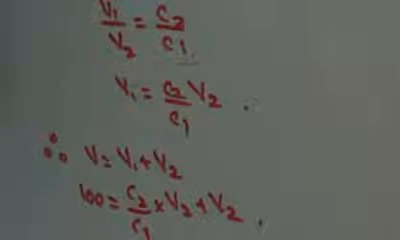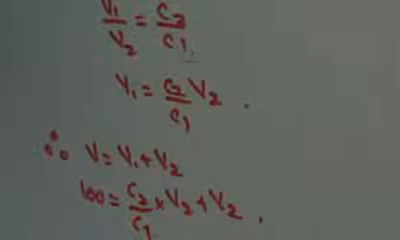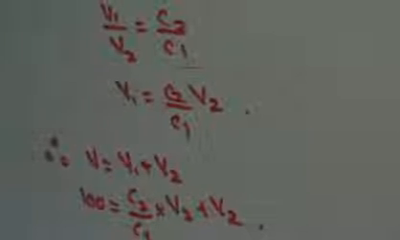Last thing they have asked you to find out is, find the capacitance of the capacitor to be connected across the combination in order that the common potential difference between them is reduced to 40 volts. Right? Now, we have already found out the effective capacitance in series.